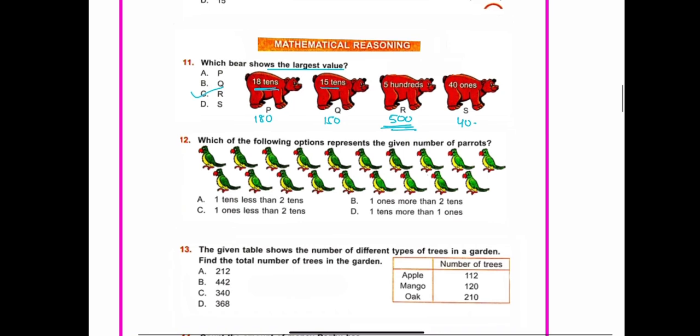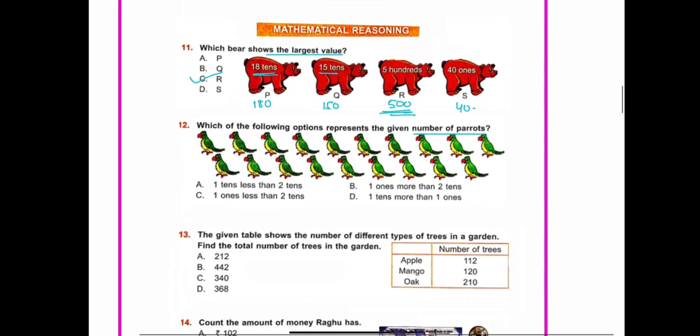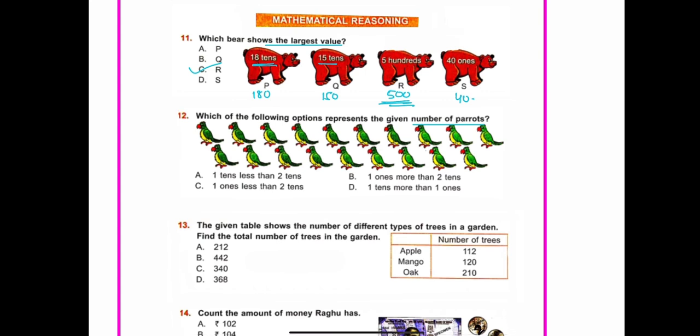Which of the following options represents the given number of parrots? Okay. So first let us count the given number of parrots here. 1, 2, 3, 4, 5, 6, 7, 8, 9, 10, 11, 12, 13, 14, 15, 16, 17, 18, 19. So we have 19 parrots. Now the first value is 1 tenth less than 20 tenths. So that means 20 tenths minus 1 tenth.